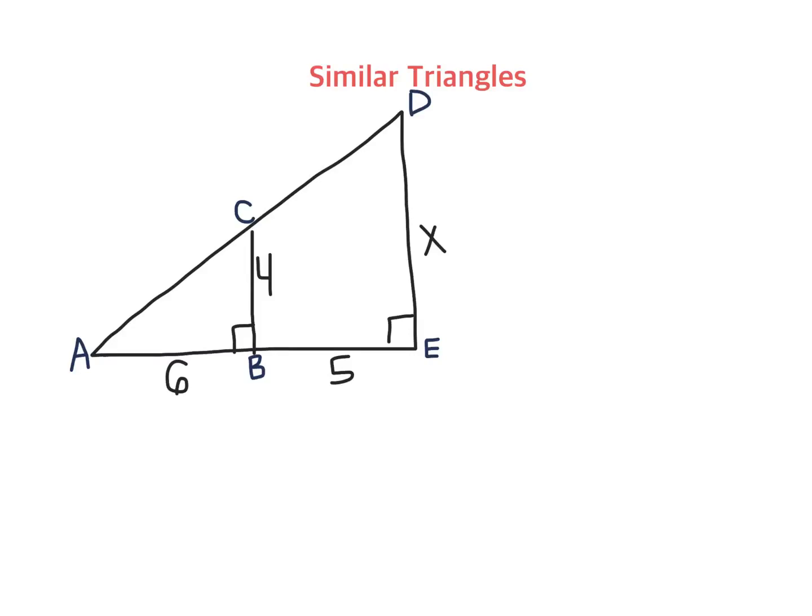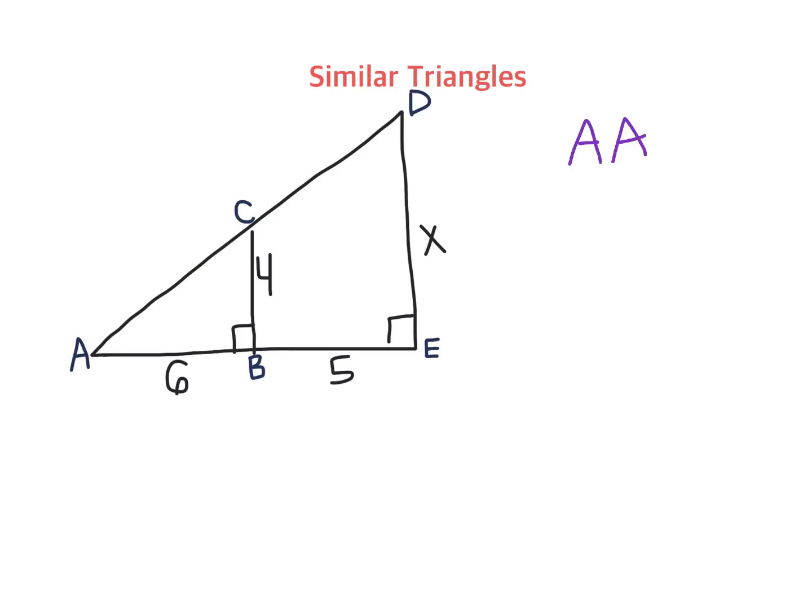Okay, so in this video we're going to see how we can set up a proportion to solve for a missing side on similar triangles, and then we're also going to write a similarity statement to show that these triangles are similar to one another. In order for triangles to be similar, they have to have congruent angles.